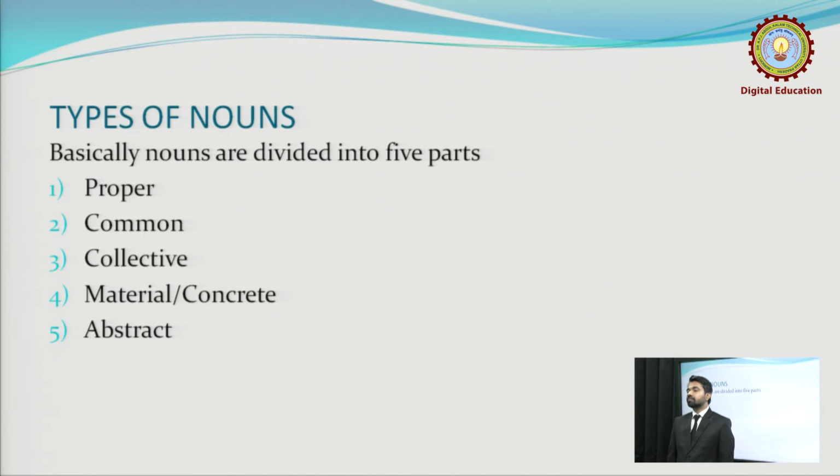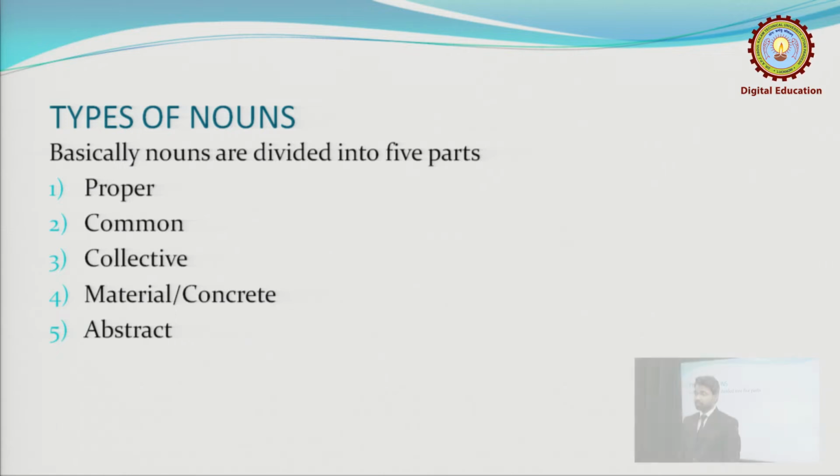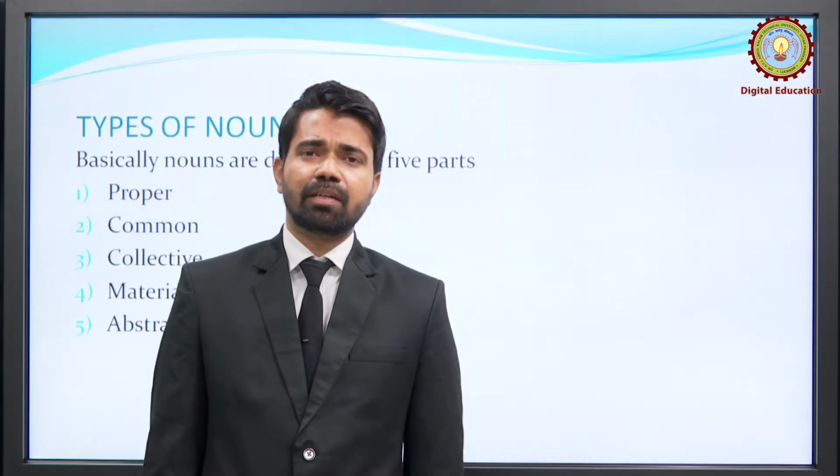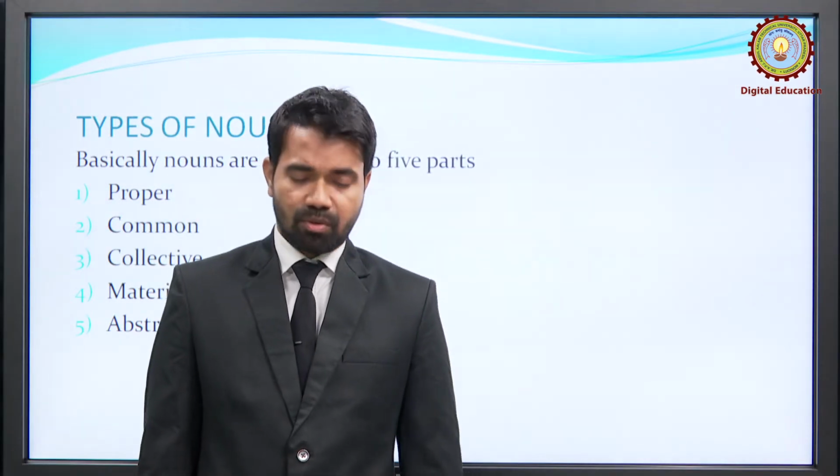Types of noun we have to discuss. As you already know, there are basically 5 types of nouns we have. The first one is proper noun. Do you know the proper noun? Yes, the unique things, for example Taj Mahal, Kanpur, or the name of a building, sun, moon, etc.